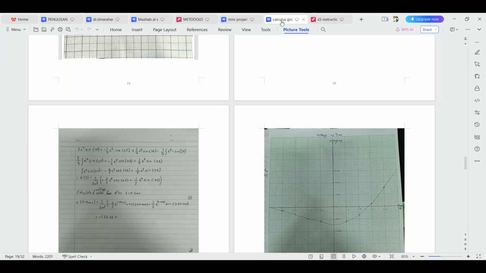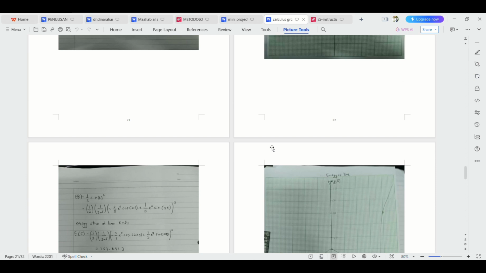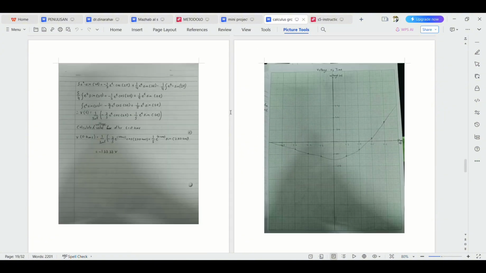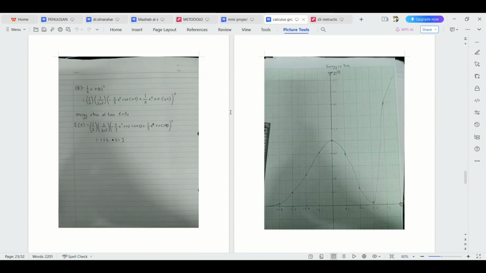For the manual one, I get 153, almost the same. Then we will see how the graph looks in MATLAB. This is the graph for energy versus time, almost the same. This one is very steep, the same as our manual one.